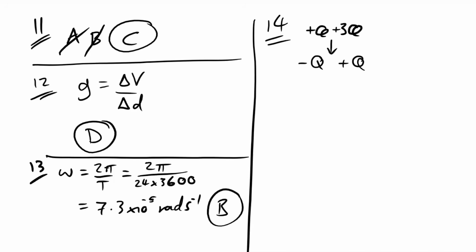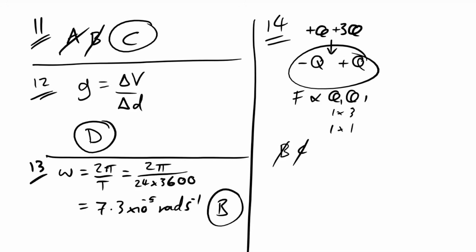So effectively, if we just say that F is proportional to Q1 times Q2, we're not changing the distance. So there we go, that's it. Therefore, we're going from 1 times 3 to just 1 times 1. So of course, the force is going to be going down to a third of its original value. That is the magnitude, so it can't be B or C. That's nonsense. Is it going to be attractive or repulsive? Well, they are opposite charges now, so it is going to be attractive. So the answer is D.